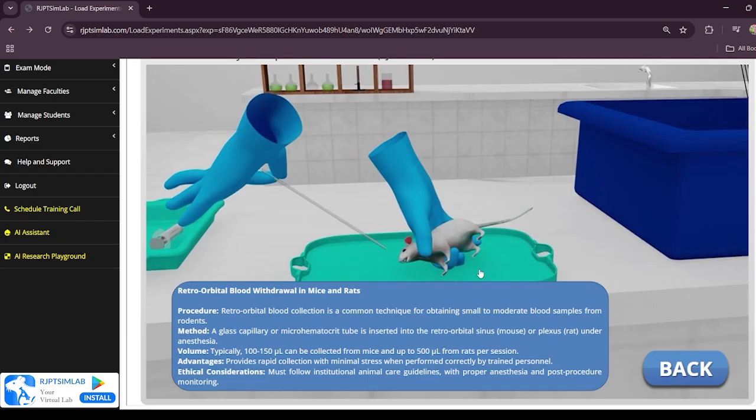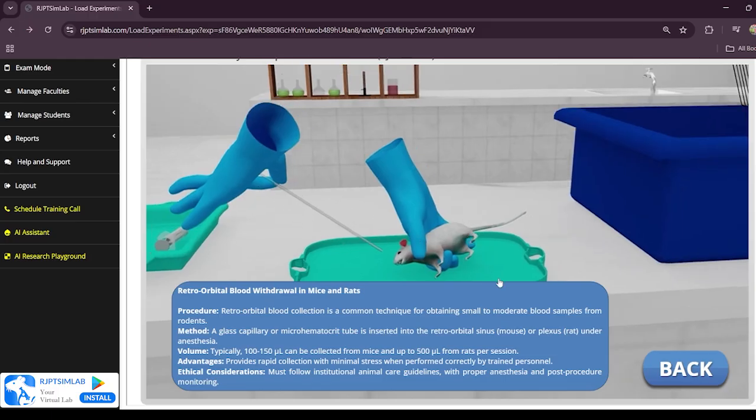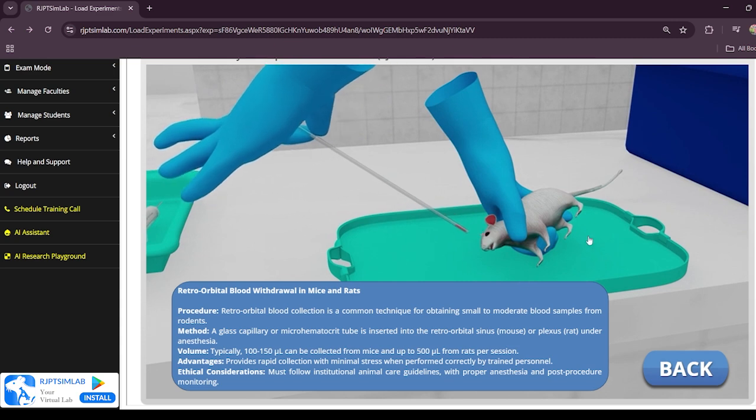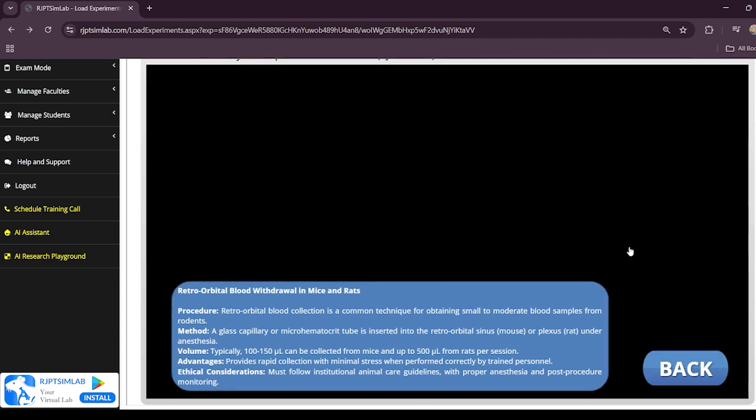For this procedure, we have to use anesthesia on the rodent so that it does not move or create any kind of discomfort during the procedure. Slowly, we have to insert the capillary tube inside the eye of the rodent and collect the blood sample. As we can see, we have collected our blood sample.